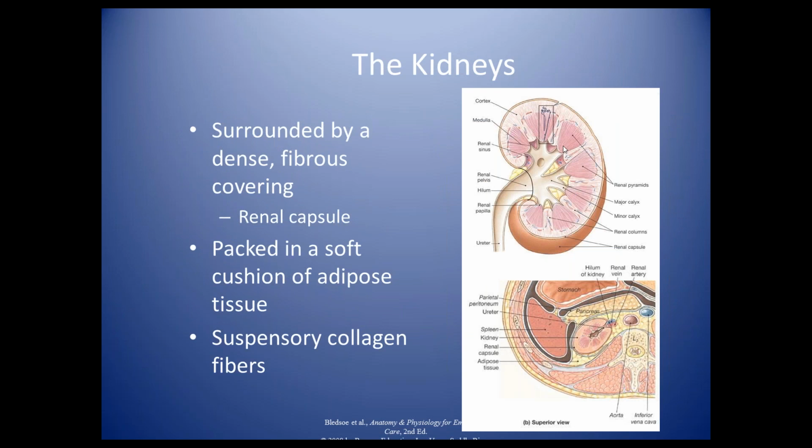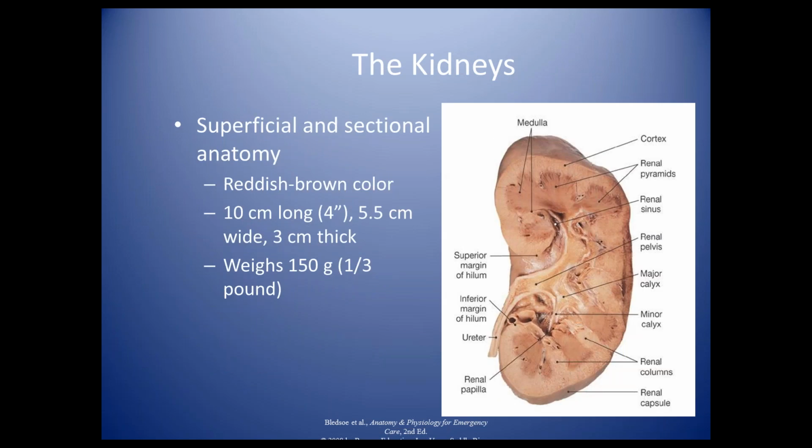We look at the general aspect of this. We have basically a dense fibrous covering layer that's going to be protecting it, and that's going to be our renal capsule. And then there's going to be this adipose tissue that surrounds it, and that's going to keep it cushioned and protected around there. It's all being held up by the suspensory ligaments.